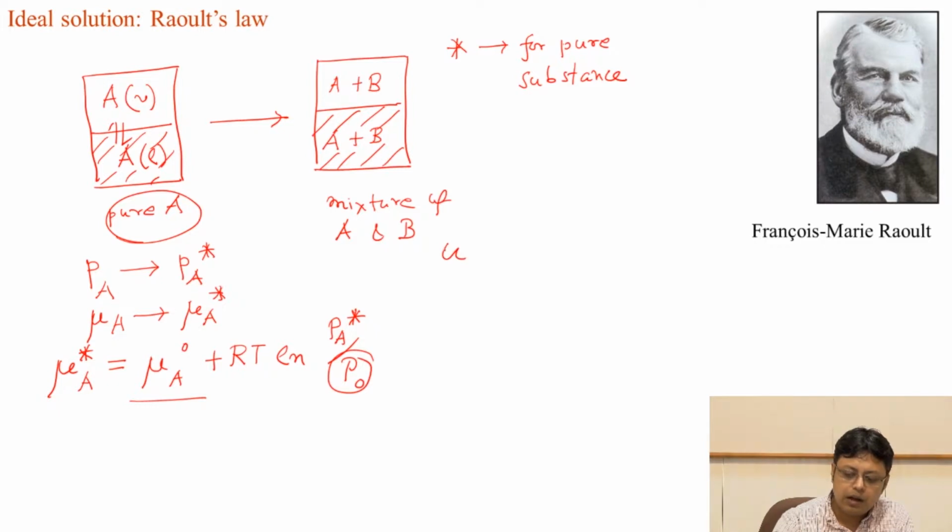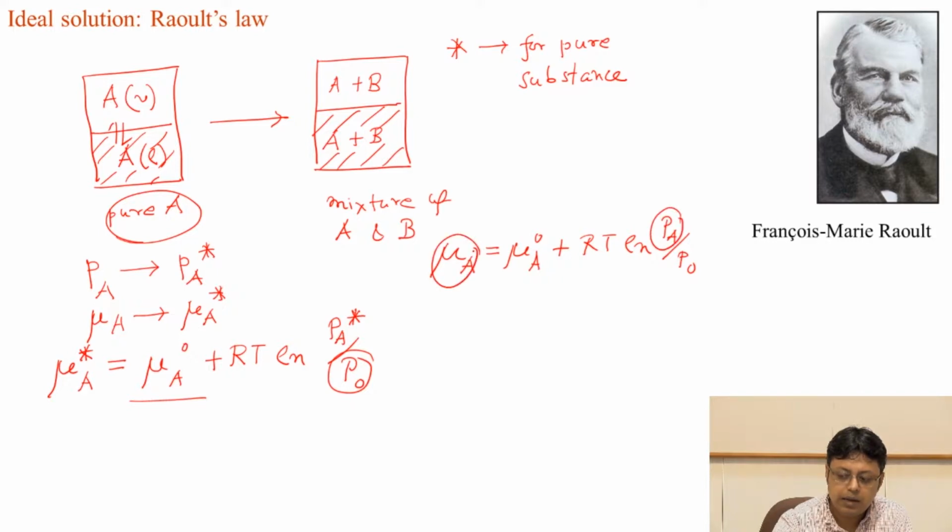Now think about it. After we mix the pure liquid with another liquid B, it forms a solution or a mixture of two substances. Then we write it as mu A because it's no longer a pure substance, and that mu A will be nothing but mu A0 plus RT ln PA by P0. Here I'm writing PA, not PA star, and also mu A, not mu A star. But note that mu A0 will be the same because it corresponds to the standard state in either case.